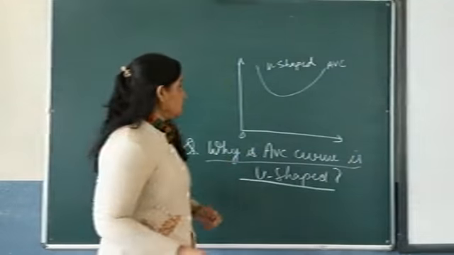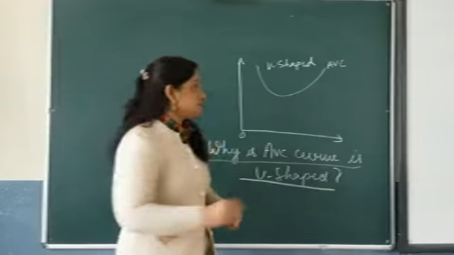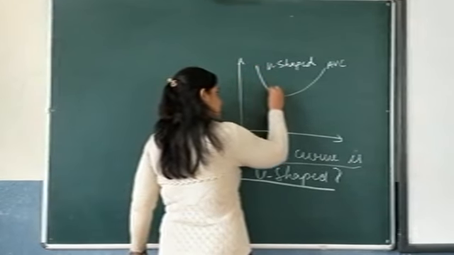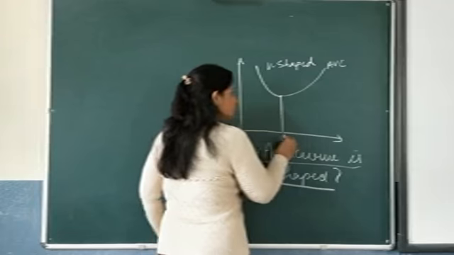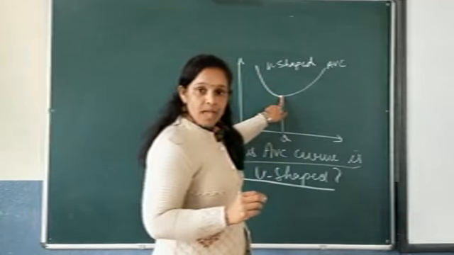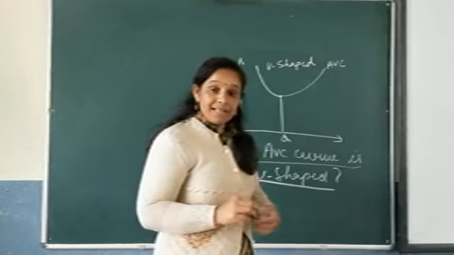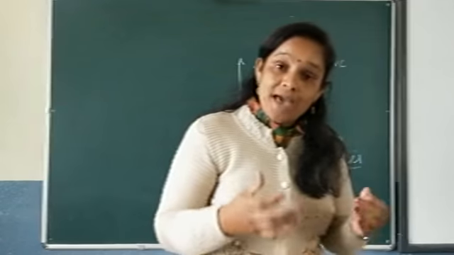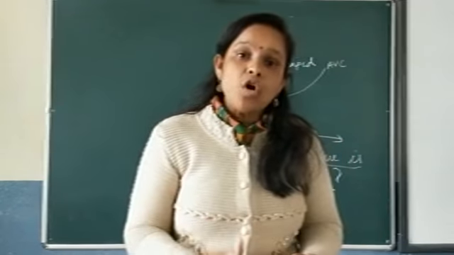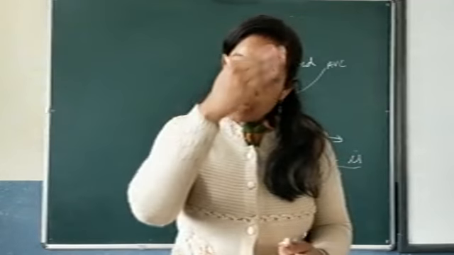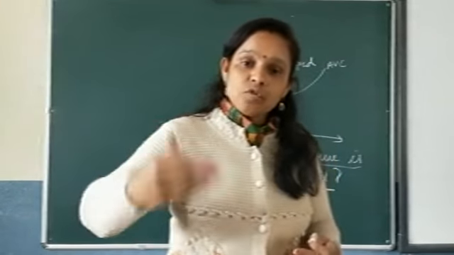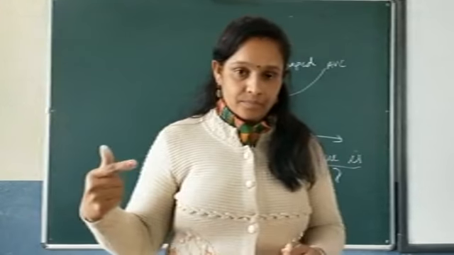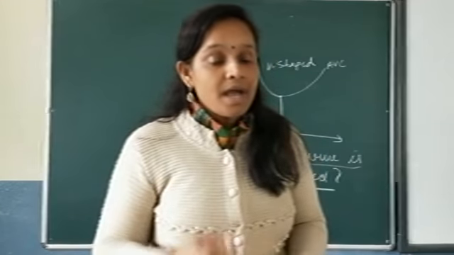Now try to understand one thing. ABC first is sloping downwards. Suppose I take the point OQ, it means it is sloping downward till here. After that it starts rising. That means the average variable cost of the firm initially falls, and then later as the process of production continues, it starts rising. Is it clear? What is the reason behind it?